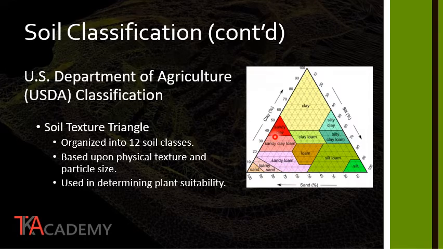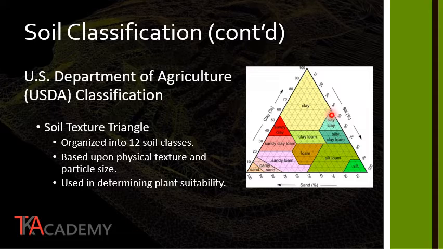So for example, if we start here and we know that we have a 60% clay material and we have 30% silt, where these two lines intersect, and then we also follow this down to 10% sand. So this soil will be a 60, 30, 10 mix, which falls within the clay soil class.